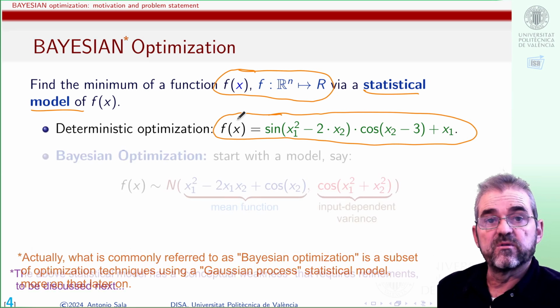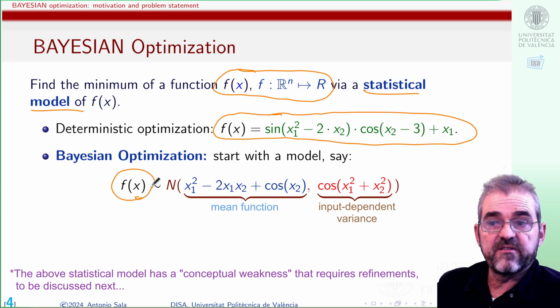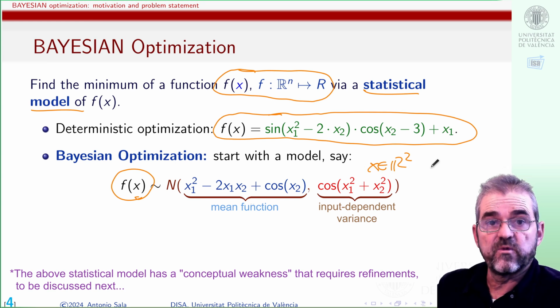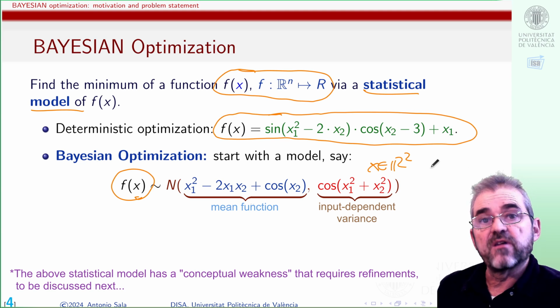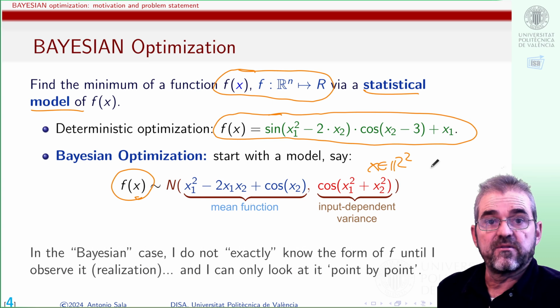But my statistical model of a function will be, say, that what I know about the function at a given point x, in this case in R2, is just that it is a random variable with, say, a given mean, which can depend on x, of course, and a given variance or standard deviation. So my theoretical assumption on my function is that for each x I have a random variable. So in the Bayesian optimization case, I assume that I do not know the actual value of the function at a given point until I go and evaluate it. And the function can take a lot of different shapes.